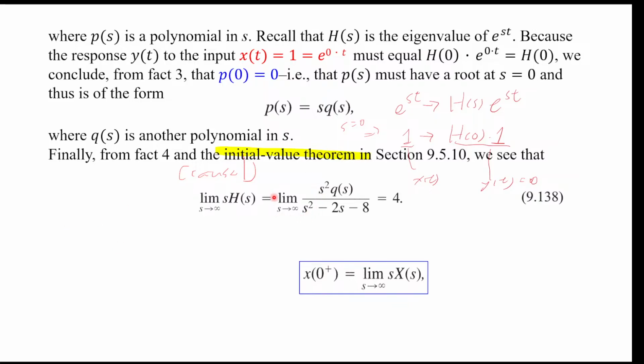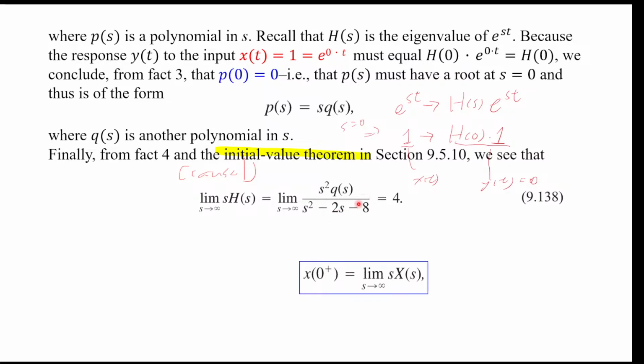Okay. And when s goes to infinity, this thing goes to 4. Then you look at this, and you know that this will actually tell us what Q of s is, because as s goes to infinity, this thing goes to some constant value, and the lowercase has highest order s squared, then the uppercase must also have highest order s squared.